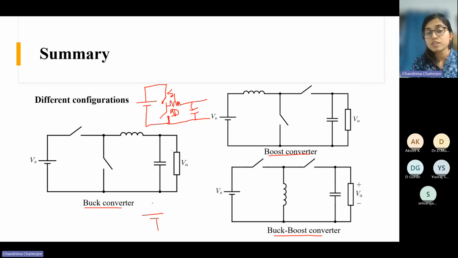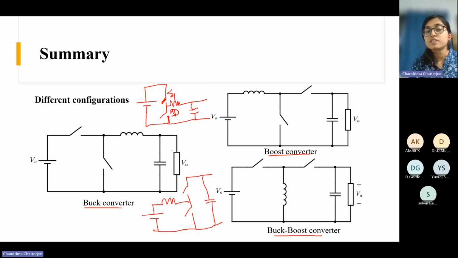And the boost converter also you can draw like a half bridge. Here you have the inductor in series with the input, and here you have the half bridge like this, and then you have the load across the capacitor. So you understood, right? How I drew this? The connection is basically the same. I just drew it in a different manner.